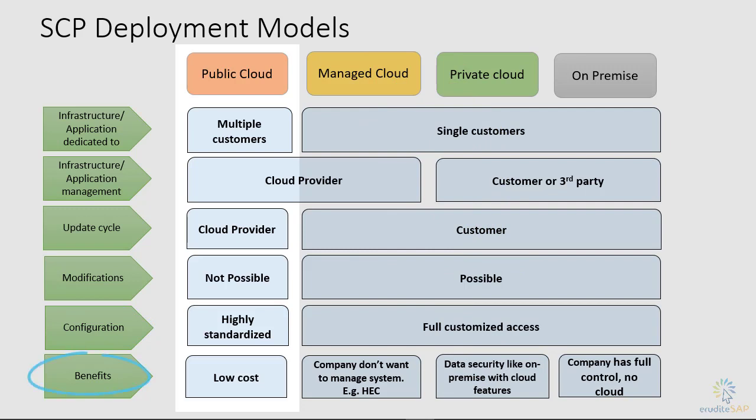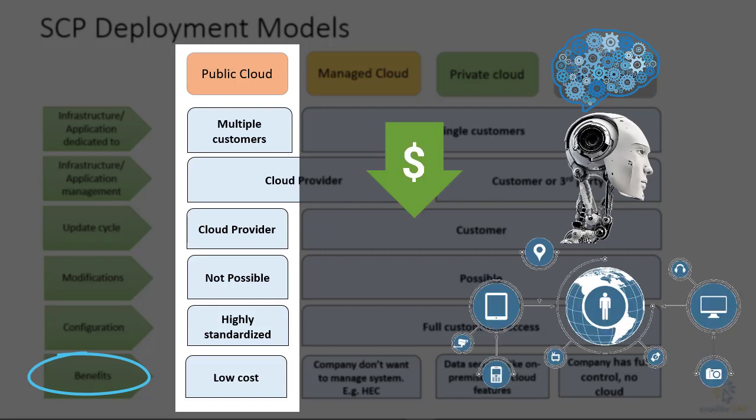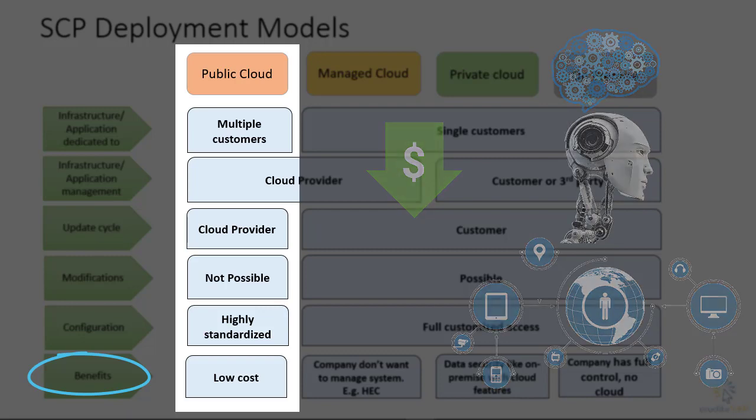Now, the question is why would a company go for public cloud model? The public cloud model provides a lot of features like machine learning, artificial intelligence, or Internet of Things at a very low cost. Any company can rent some space in the public cloud for these tools and can start developing proof of concepts on top of it.